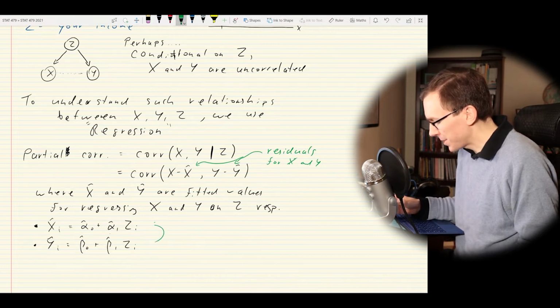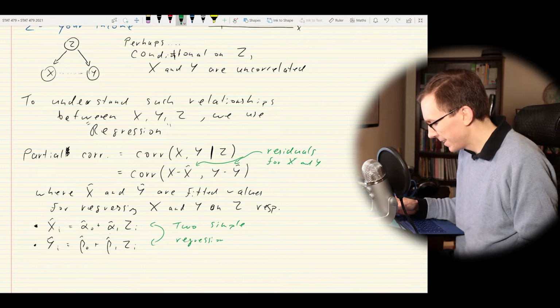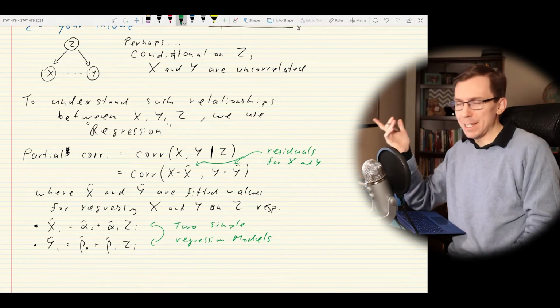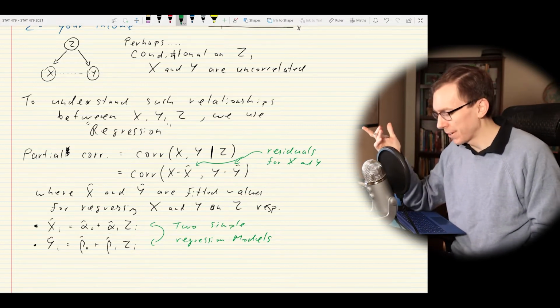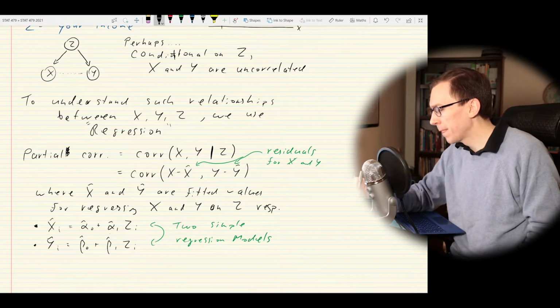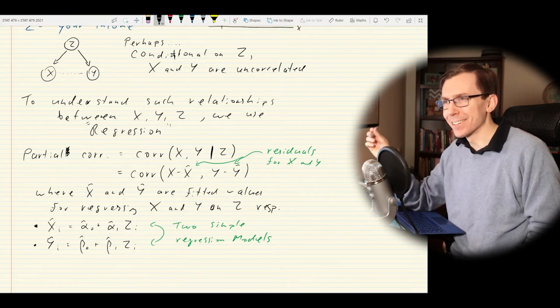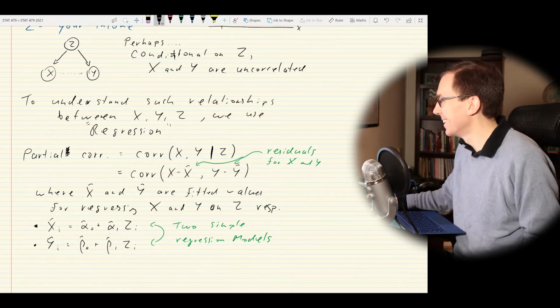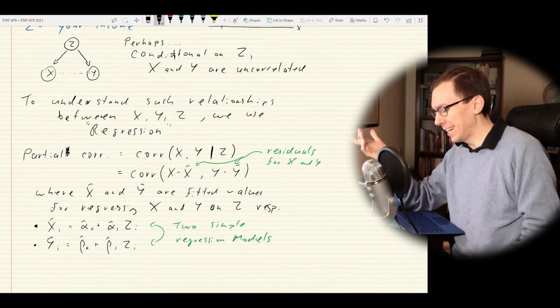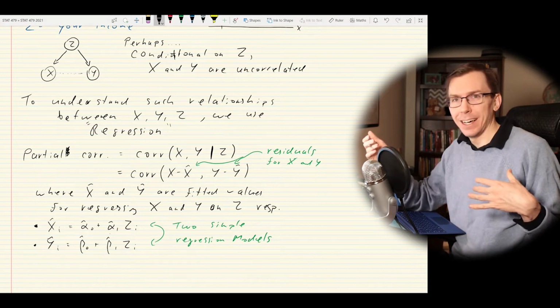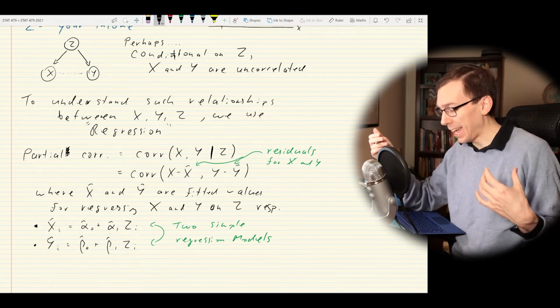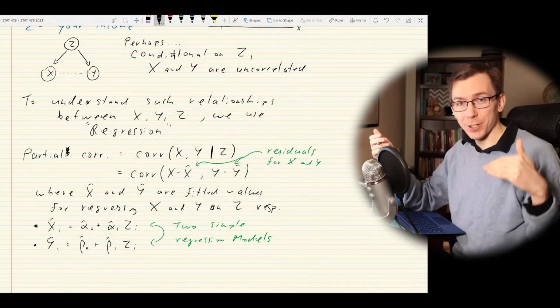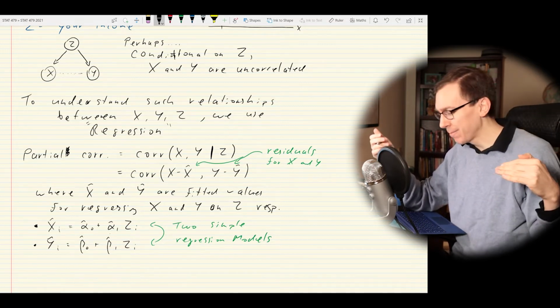So in this case, we just have two simple regression models. Simple in the case that we just have a single predictor variable being z here. Not simple in the it's easy to understand, sort of colloquial sense. So what we have here is the idea that we're going to take z, we're going to try to predict x and y given z individually. We're going to do that for each x and for y.